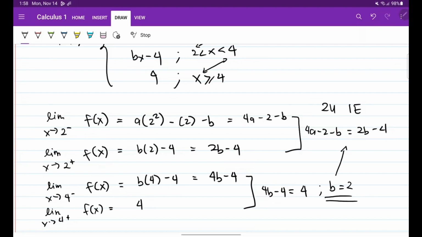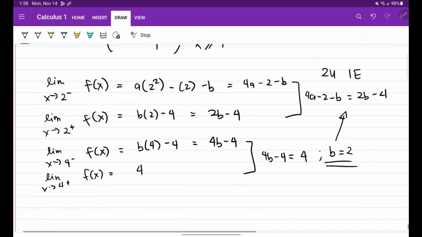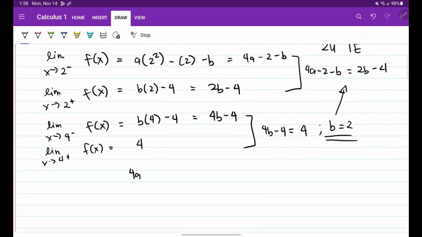So, pwede na natin gamitin dito sa equation na to. So, 4a minus 2 minus b is equal to 2b minus 4. So, b is equal to 2 daw. So, 4a minus 2 plus 2 times 2 minus 4. And solving for a, we have now just a to be equal to 1.